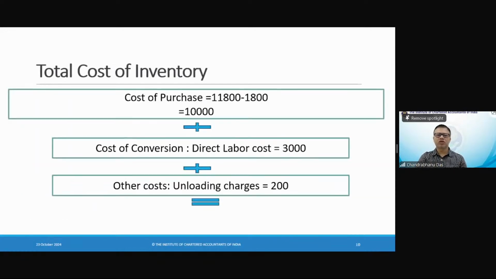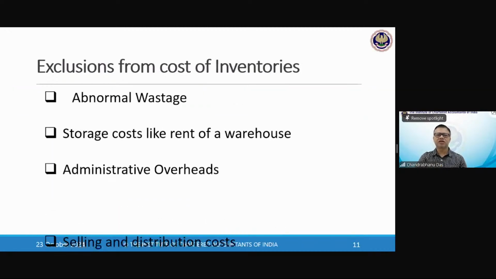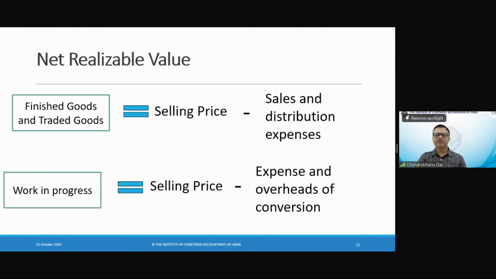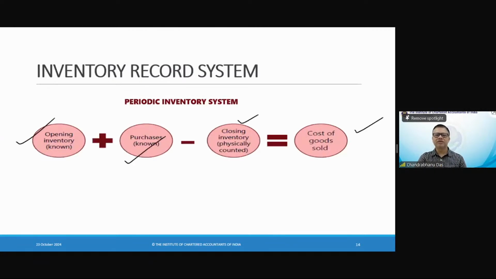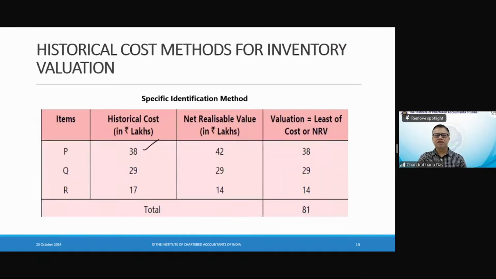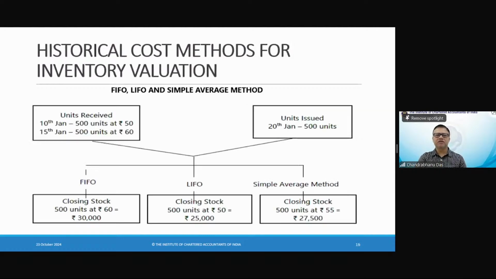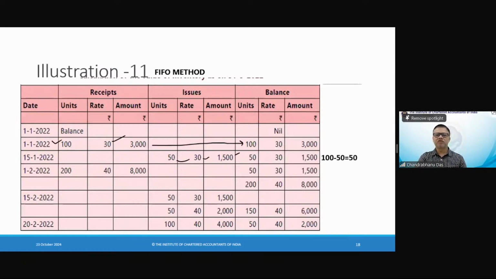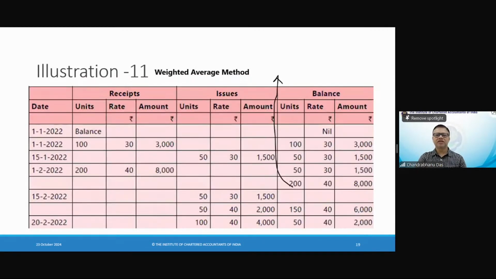This is how the total cost of inventory comes, and what the exclusions are: abnormal wastage, administrative overheads, selling and distribution costs. We talked about the net realizable value, the periodic and perpetual inventory system, and the specific identification. We also talked about FIFO, LIFO, and simple average, and how the closing stock changes under the methods. We took an illustration to understand how the inventory goes under the FIFO method and under the weighted average method, where the balance was nil given opening stock.